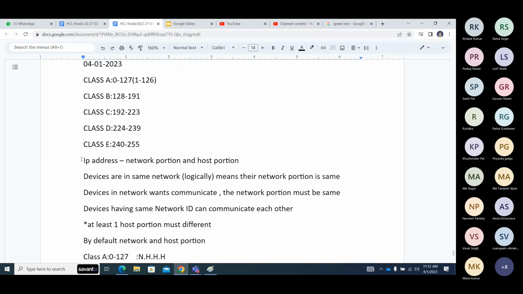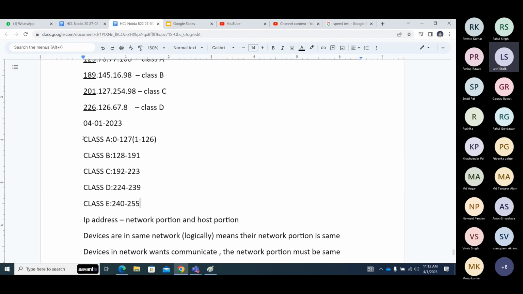Okay. So what is this? I have written it again. Look at this, guys. Class A, Class B, Class C are unicast IP addresses. These Class A, B, C we use in general network communication. Class D is a multicast address.